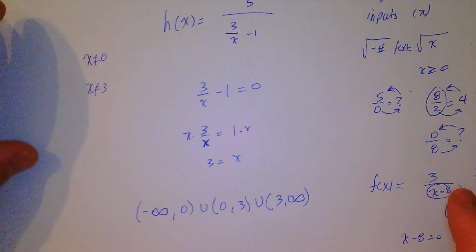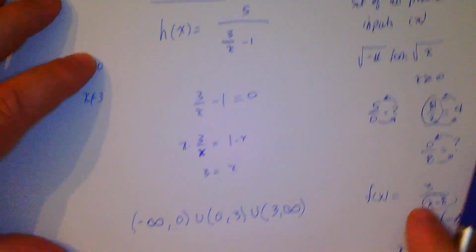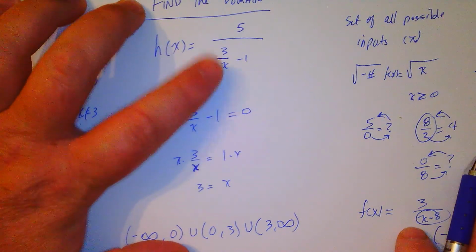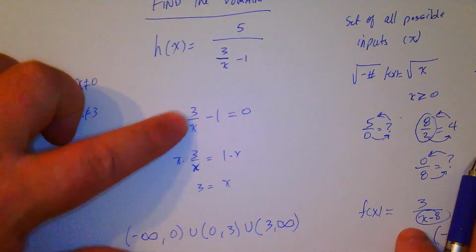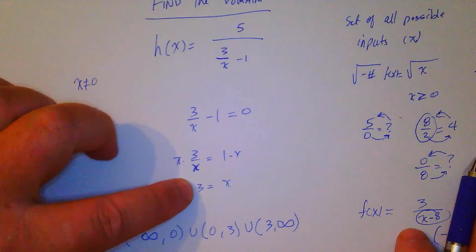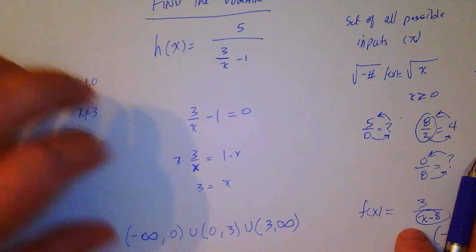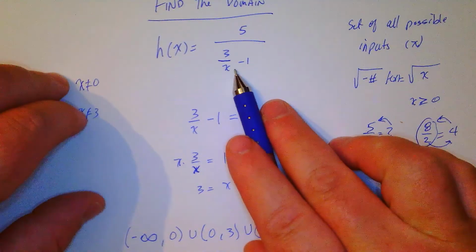Hope it made some sense for you. It's kind of tricky. It's kind of sneaky how they put that in there like that, so that if you just solved it, you only get one of the forbidden values, if you will. But you also have to look and see that x can't be 0 either.